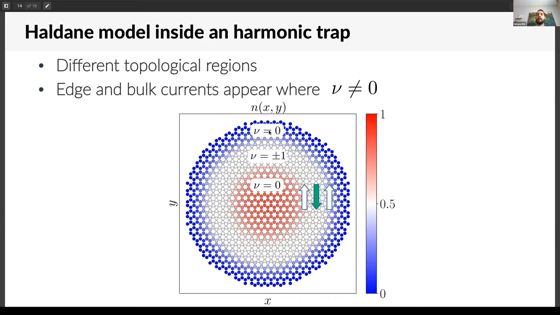Okay, what happens with the Chern phase? So we know that this is a Chern insulator and it is inside a harmonic trap. The harmonic trap has a non-zero potential gradient. Because it has a potential gradient, we know from the theory that it will have bulk currents. These bulk currents are this green arrow here. Also, because the Chern insulator phase is in contact with two topologically trivial phases, it has two boundaries: the boundary between the white and the red region, and between the white and blue regions. And it will also have conducting edge states, or edge currents. So these two white arrows.